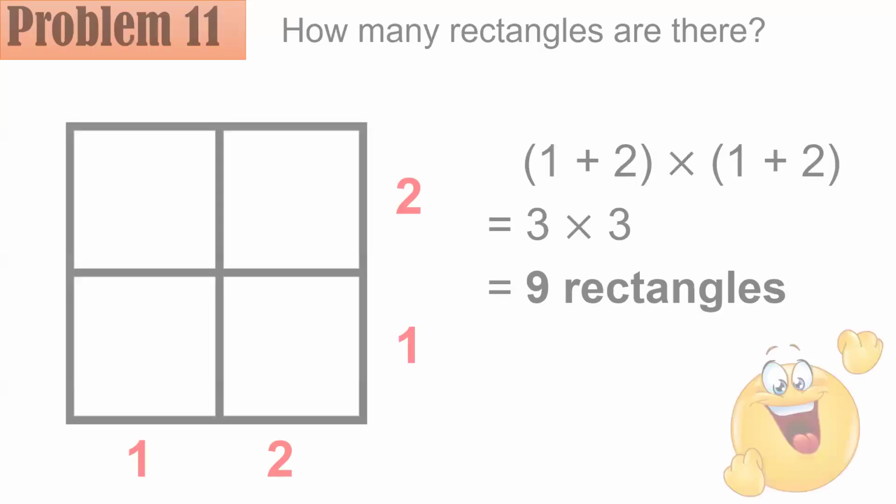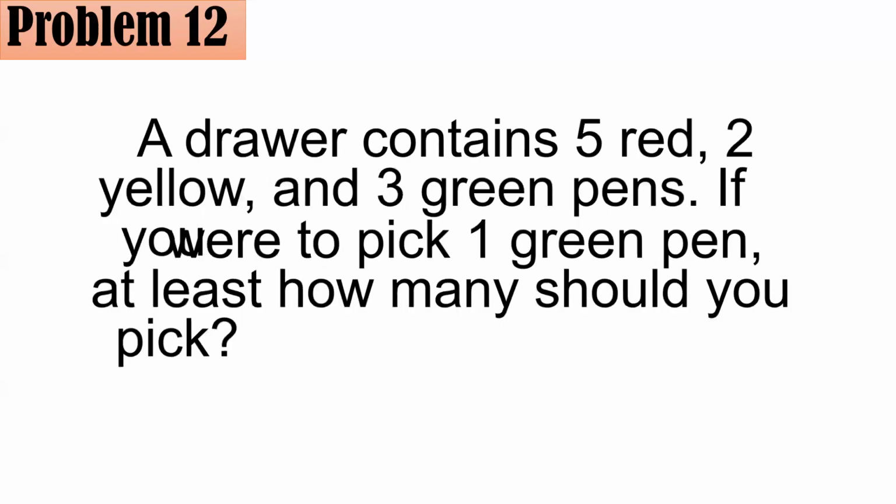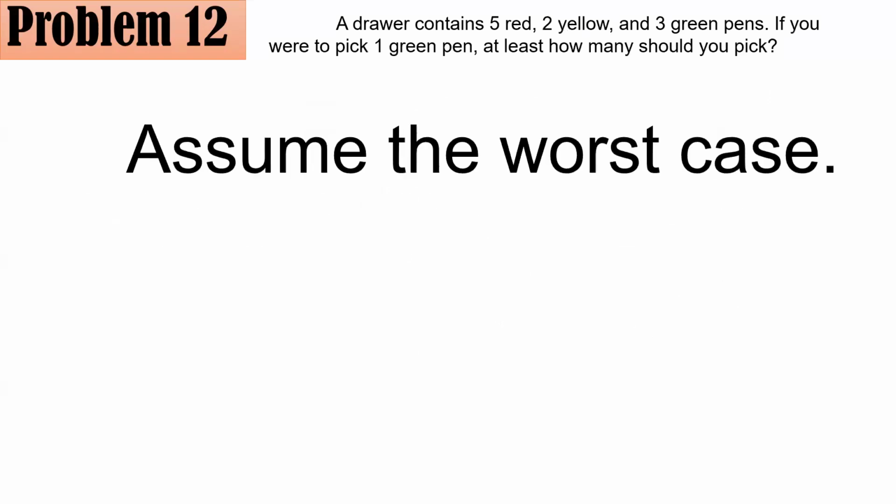Number 12. A drawer contains 5 red, 2 yellow, and 3 green pens. If you were to pick one green pen, at least how many should you pick from the drawer? Especially if they are all scattered at random inside the drawer. What do you think? To answer this question, you have to think of the worst possible case. You assume the worst case that your goal is the green pen, right? But what you get are not green first.